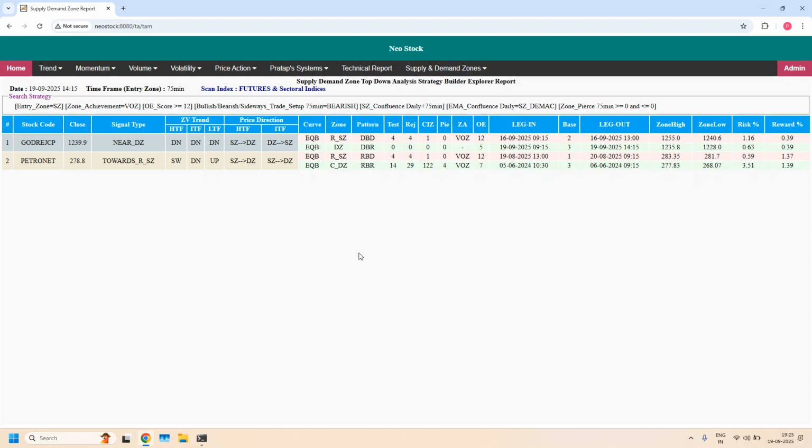And moreover, this entire strategy is satisfied. Now, are they going to work again? That depends on less than 20 checklist items. If they are satisfied, you can plan the trade. Otherwise, higher chances of zone violation.